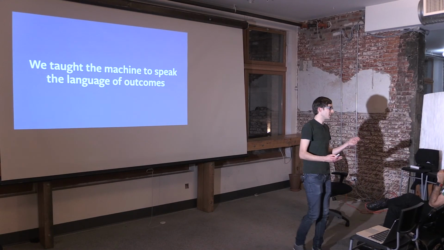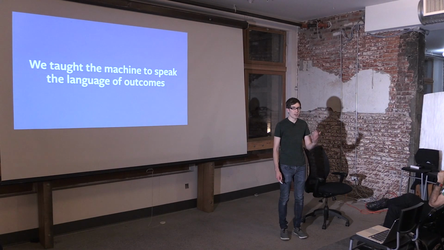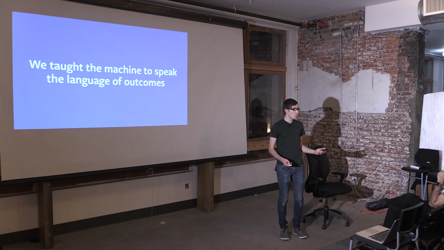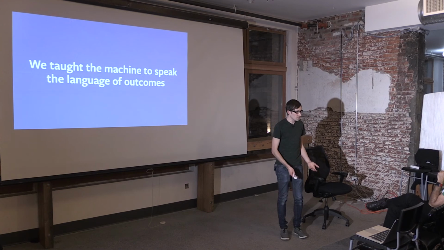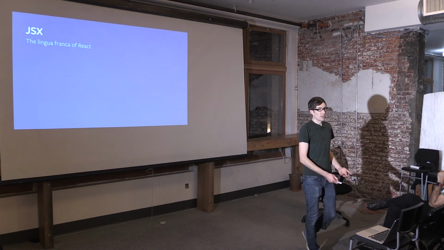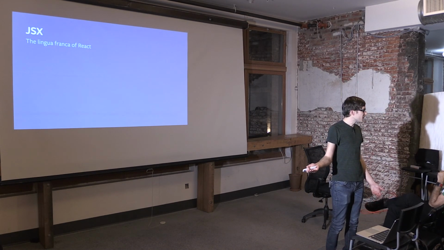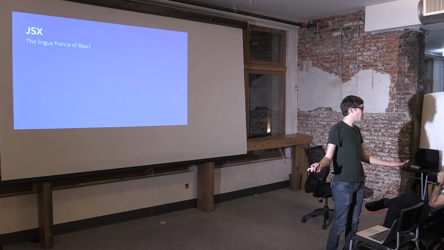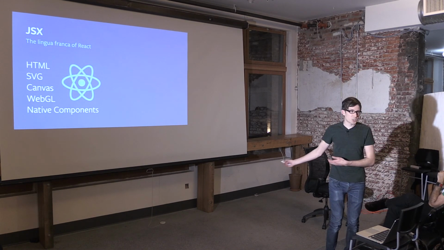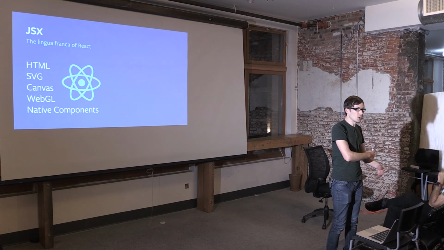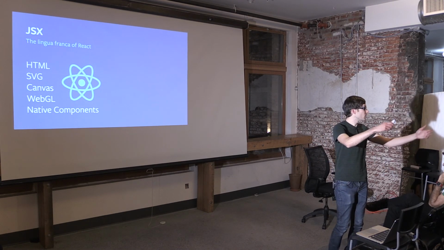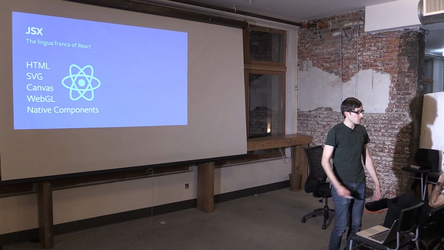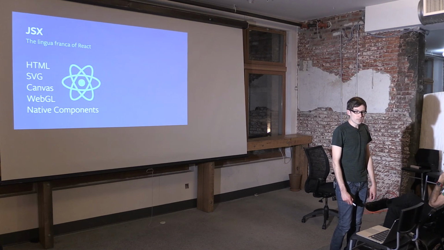We've essentially, together, you and I, the React team, the community at large, taught the machines to speak in the language of outcomes. And here's one such language, right? JSX. It's the lingua franca of React. And using JSX, I can express a whole bunch of outcomes in HTML environments or Canvas or SVG or even React Native using native components.